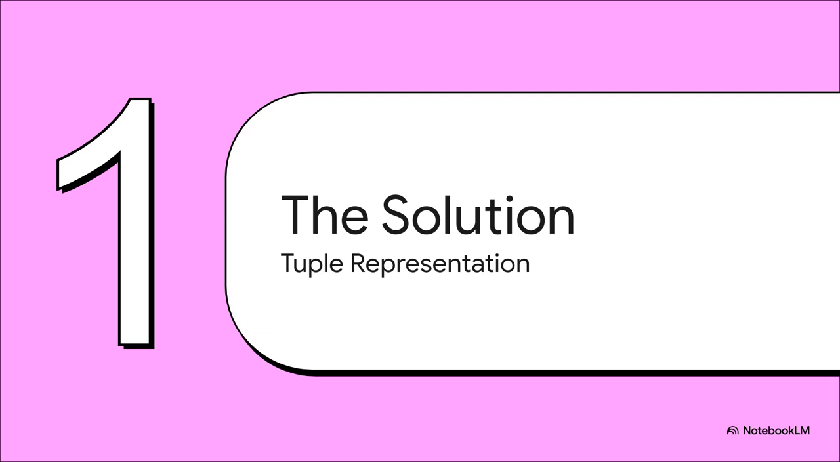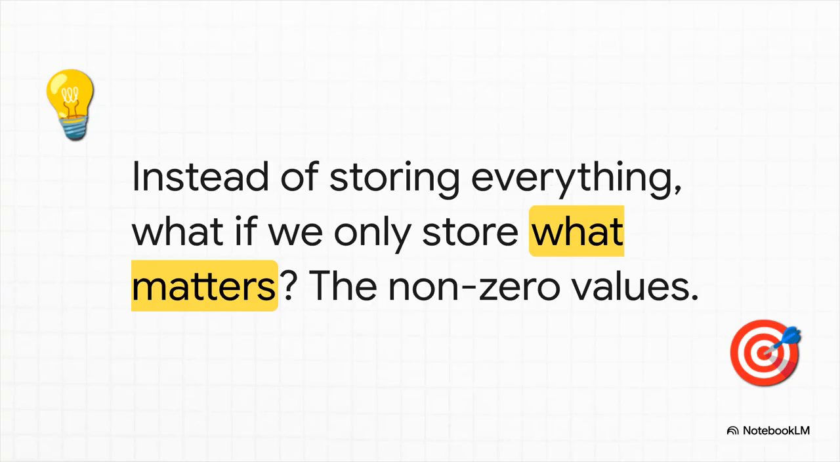Okay, so if storing all those zeros is the big problem, what's the solution? Well, this is where things get clever. Computer scientists came up with a really elegant way to handle it, and it's called tuple representation. The thinking behind it is just beautifully simple. It's like, why are we wasting all this time and energy on the zeros? Why not just only pay attention to the numbers that actually matter? The ones that actually have meaning.